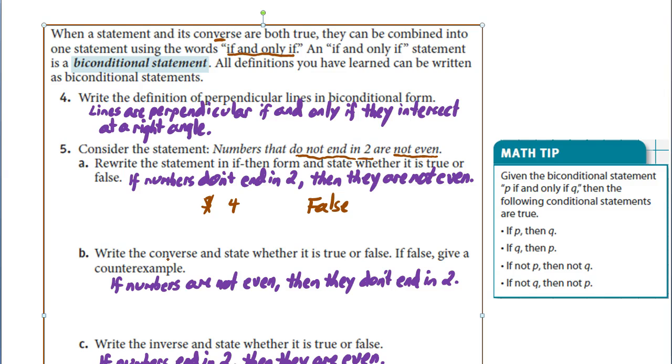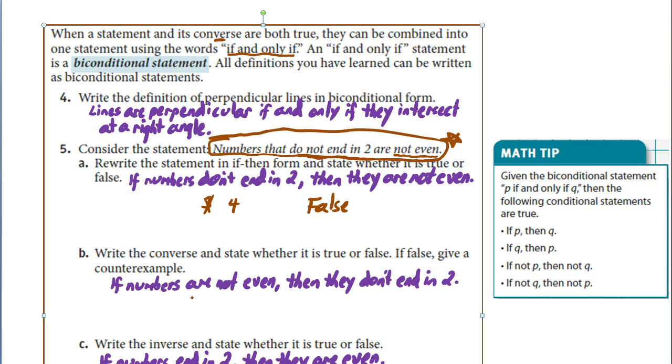Question B, write the converse and state whether it's true or false. Give a counterexample. Okay, go back to the original. Right here is kind of the italic print. We're always going back to the original statement when we're making these new statements called converse, inverse, or contrapositive. So we want the converse of this. We want to exchange the conclusion and the hypothesis. So if numbers are not even, that's this piece, then they do not end in 2. That's this piece. You're just reversing the original sentence.